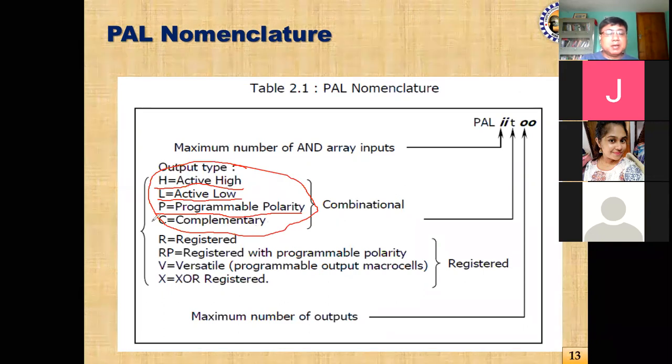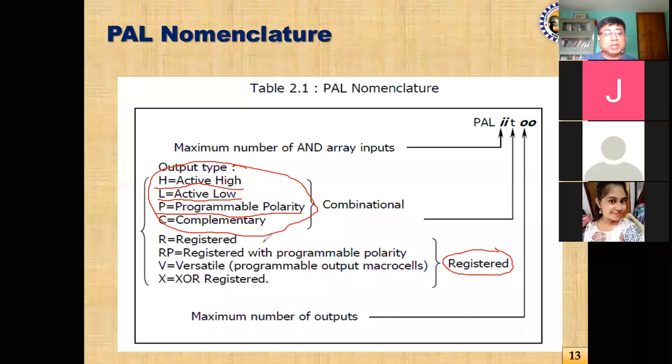And the registered part. Why do we require registers in a PAL? Because whenever we have to implement a Boolean function which is sequential in nature, we require flip-flops. Otherwise, it is not possible to implement such a sequential circuit. So that provision is also there. If it is simply R, that means the flip-flop output, the PAL output, you can store in the flip-flops. I'll show you the registered type of PAL.